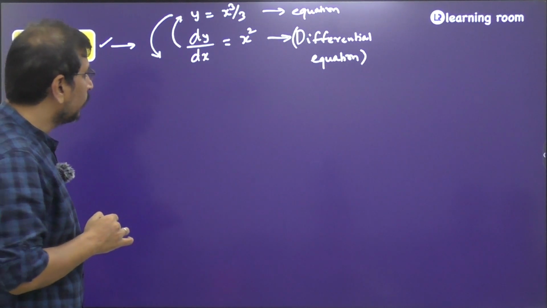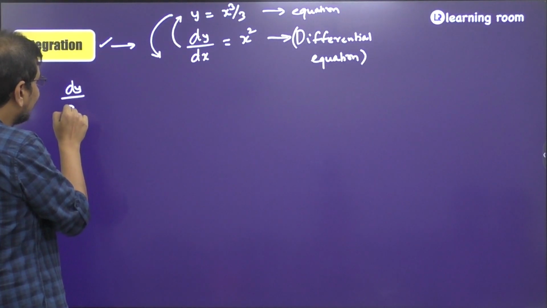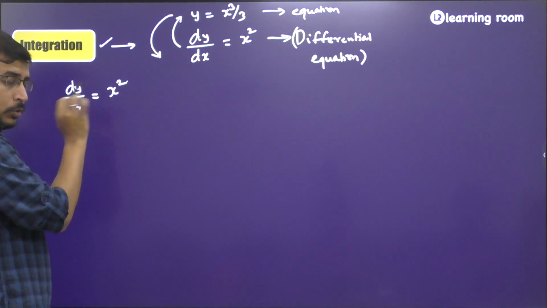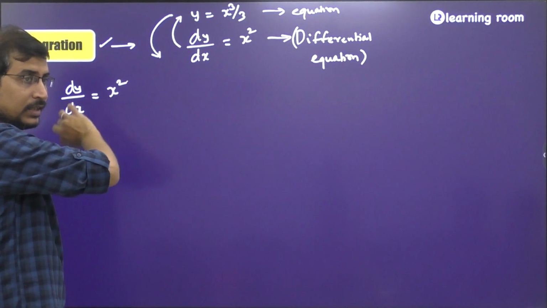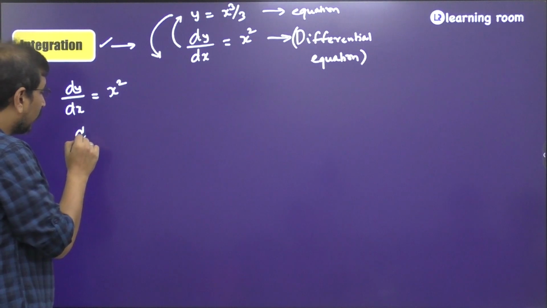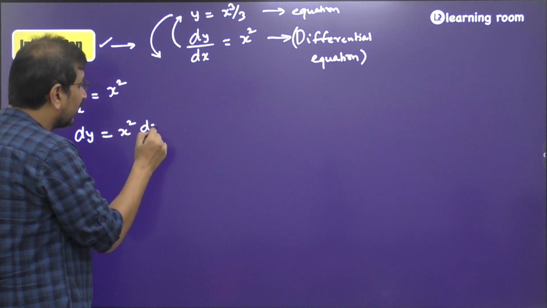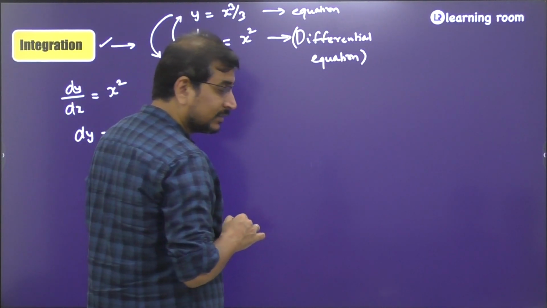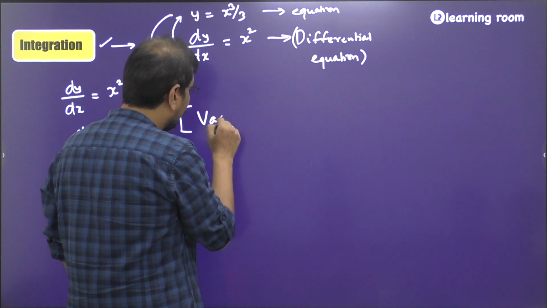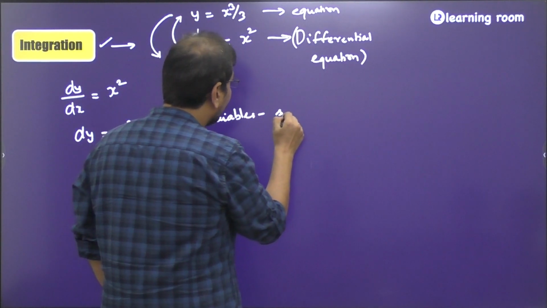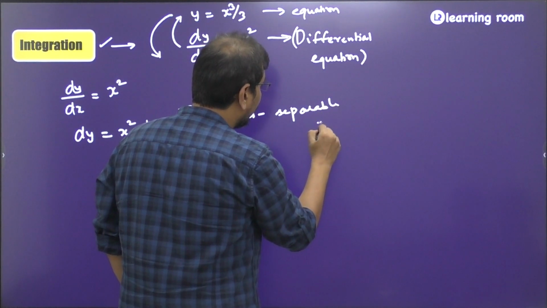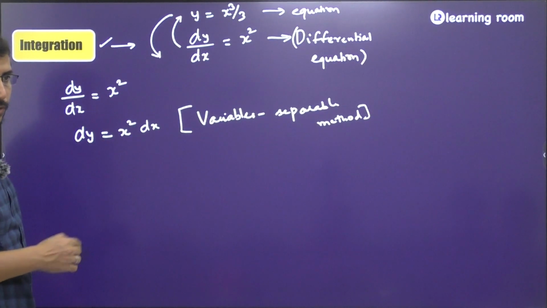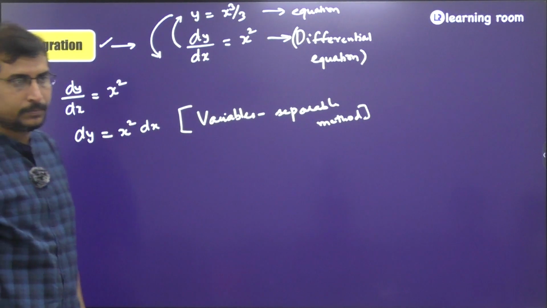So to integrate, what you do is, this dy by dx is there, which is x square. This dy is also a variable, dx is also a variable. You will take the dx to the other side, right? Then you will write dy is equal to x square times dx. And this kind of a process is called the variables separable method, because you separated the variables. You separated y on one side, x on the other side.